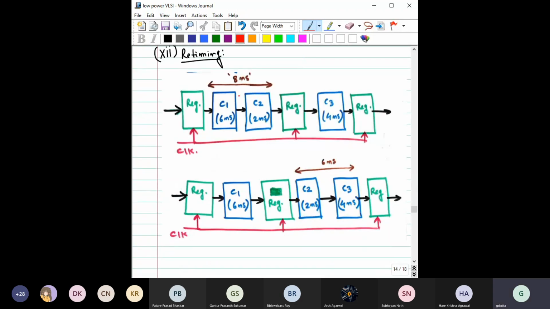Retiming is very easy. Instead of making uneven timings between these registers which are operated by the clock, if you make this arrangement such that the delays are almost the same between these two registers which are fed by the clock, then you can again speed up the process. Then you have the possibility that you can reduce the VDD.